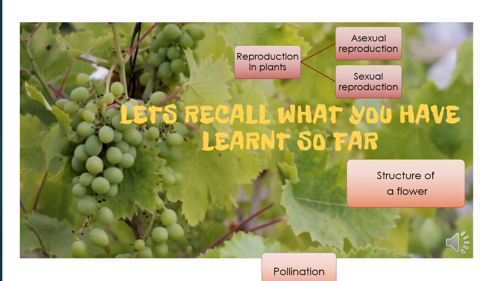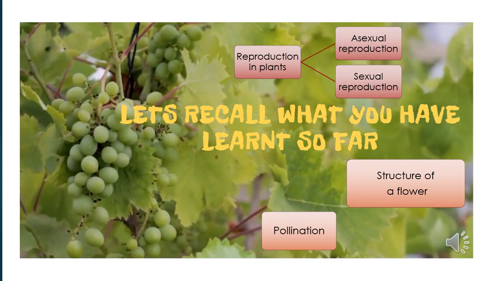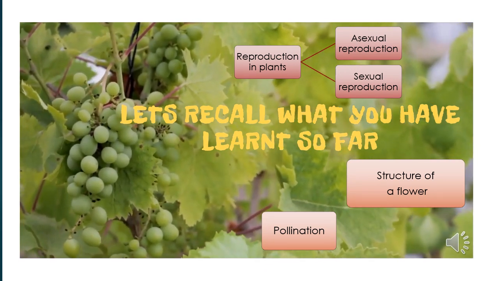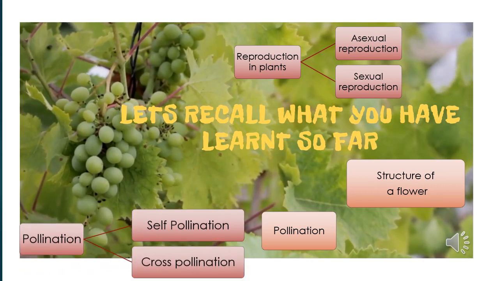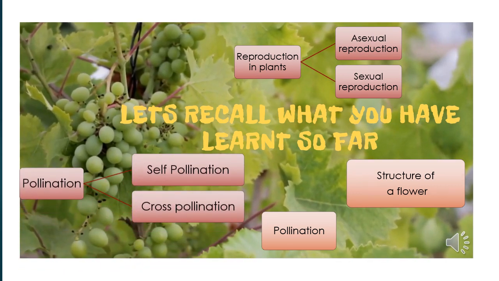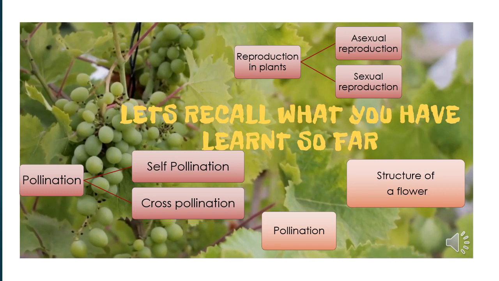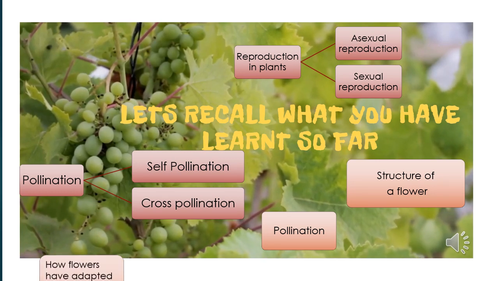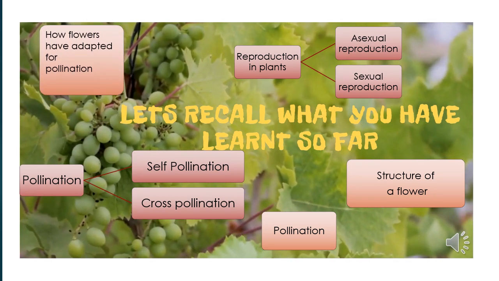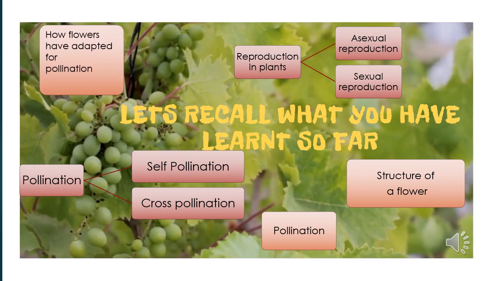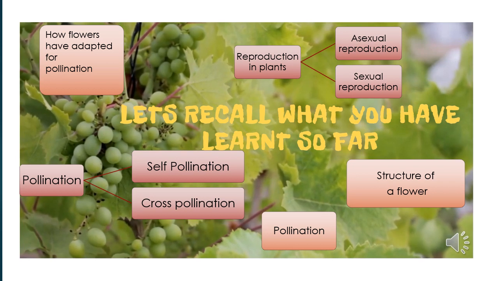Next you learnt a special process called pollination. There are two types of pollination, as self-pollination and cross-pollination. Lastly, you have learnt about different flowers which show different adaptations for pollination. With these things, let's move on for today's lesson.